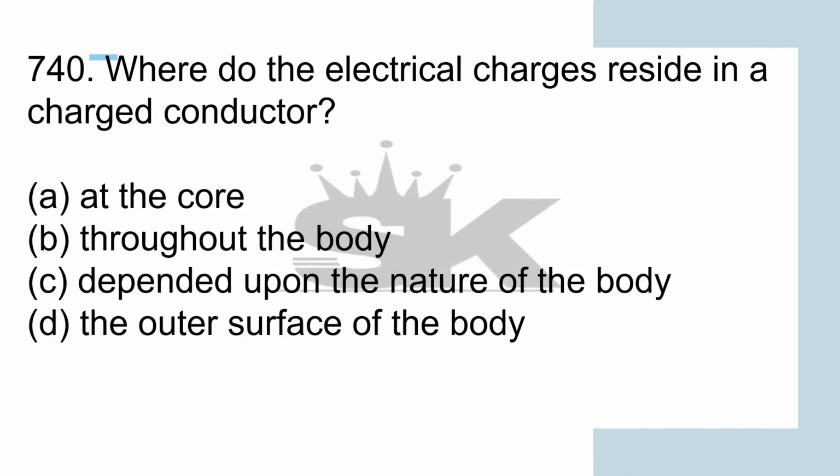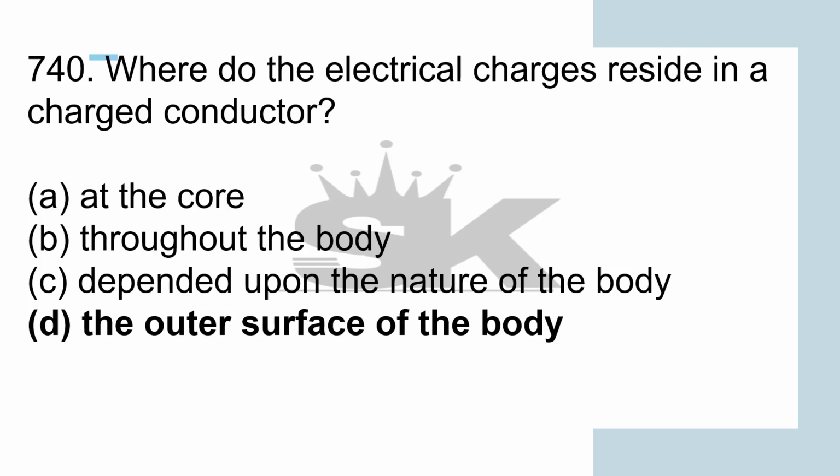Where do the electric charges reside in a charged conductor? That is at the outer surface of the body. Since the electric field is zero inside the conductor, the mutual repulsion of like charges from Coulomb's law demands that the charges be as far apart as possible. Okay. Hence, the net electric charge of a conductor resides entirely on its surface. Okay.